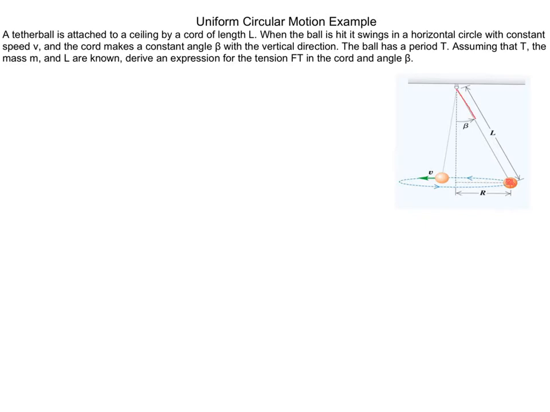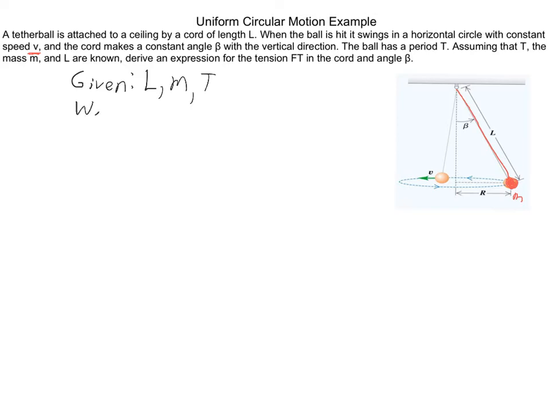For example, you could measure the length of the string, the mass of the ball, and the period, or the amount of time it takes to go around in its circular motion. We're going to assume for now it's moving at a constant speed as shown here. We don't know exactly what that speed is. That would be harder to measure, but the period, the amount of time it takes to complete one revolution, would be easier to measure. So the givens would be the length of the string, the mass, and the period.